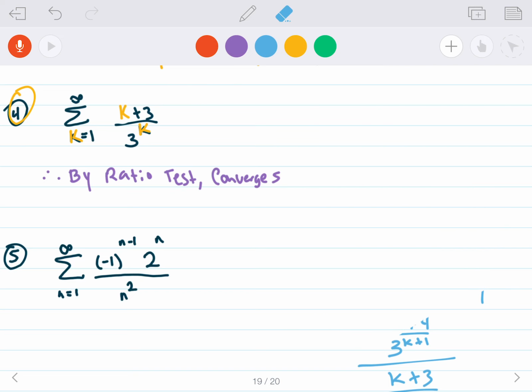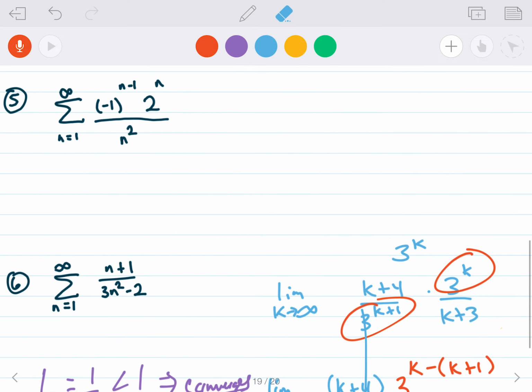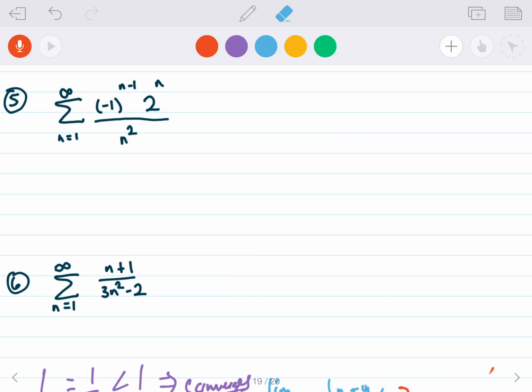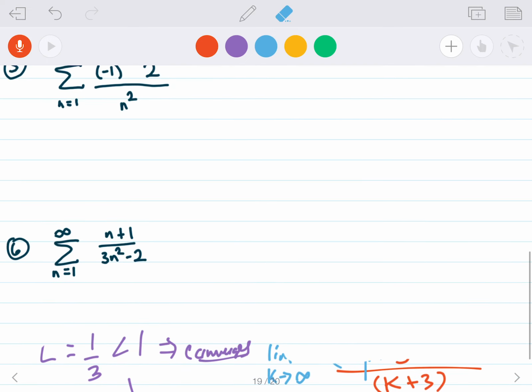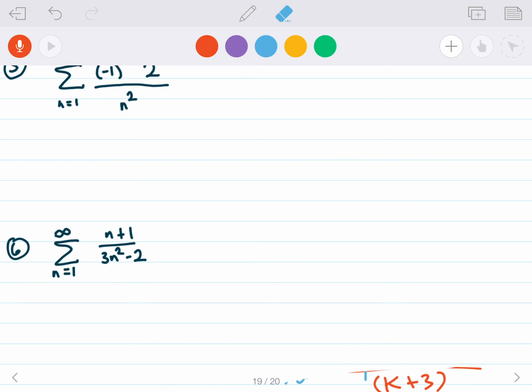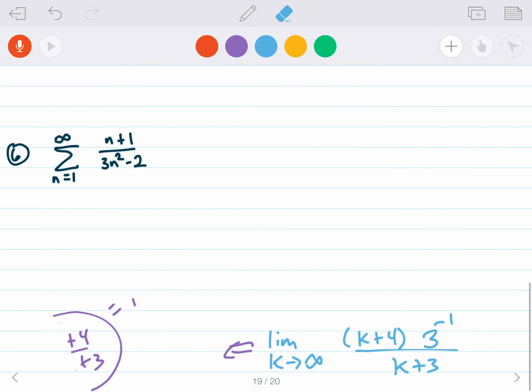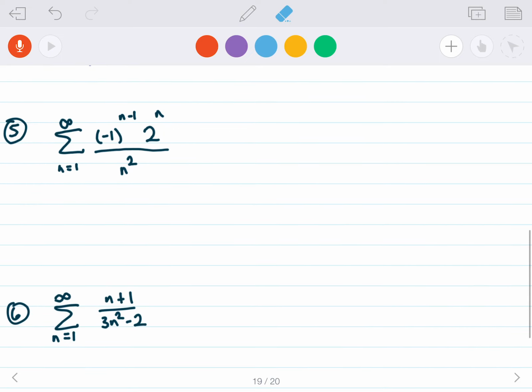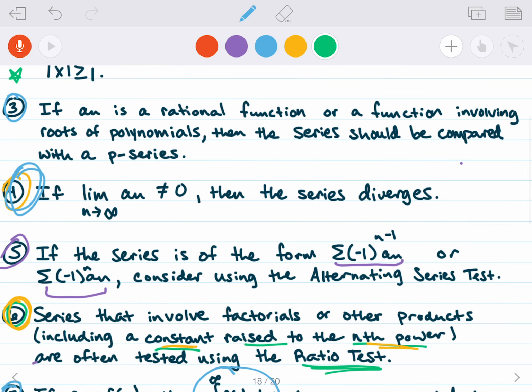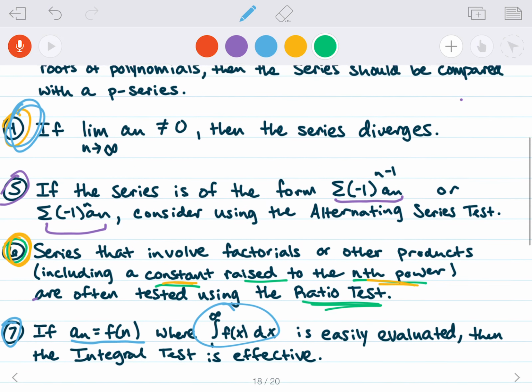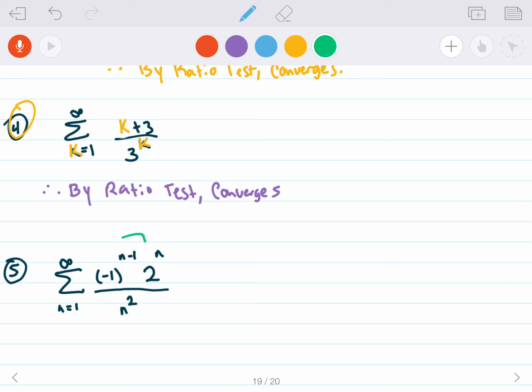Now, at first glance, what does this look like? Well, this is negative 1 to the n minus 1 times 2 to the n over n squared. That negative 1 to the n minus 1 is giving it away. It's an alternating series because of that. Let me just erase this, it's bugging me. Okay, so this is an alternating series. And so it says this is number 5: if the series is of this form, try the alternating series test. And yes, we are of that form.